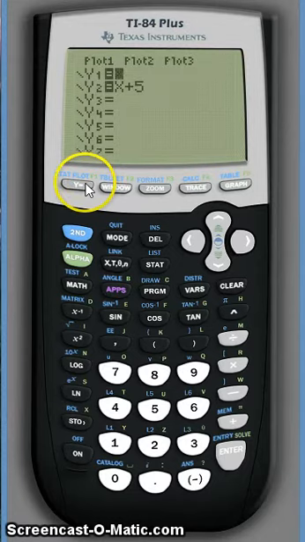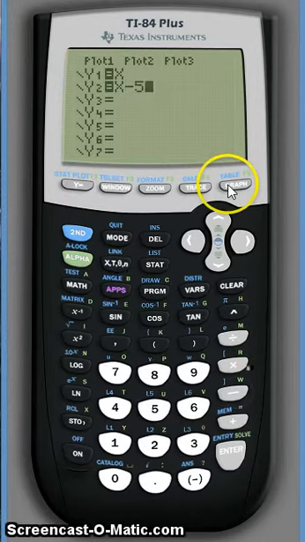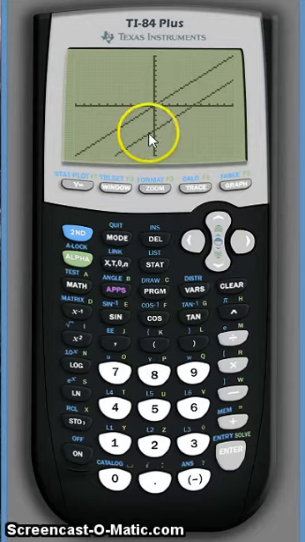Going back into our y equals screen again, if we want to look at a different transformation. We saw y equals x plus 5 shifted up, so let's look at y equals x minus 5. When we graph that, our original y equals x shows up, along with a new line that is now 5 units below the original y equals x.